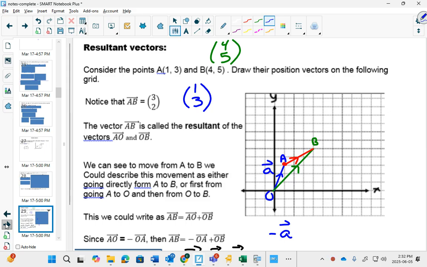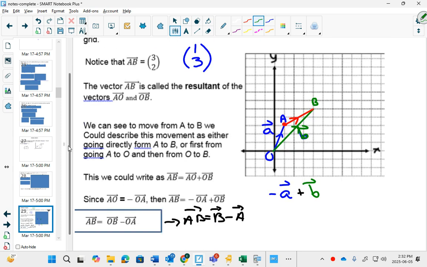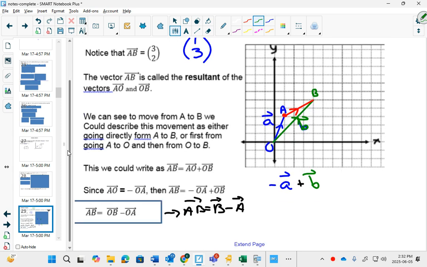And then if I call this, I want green. If I call this position vector B, I could then add position vector B. If we write this mathematically, I would have -A, I'll do it in blue, A was 1, 3, plus green was 4, 5.